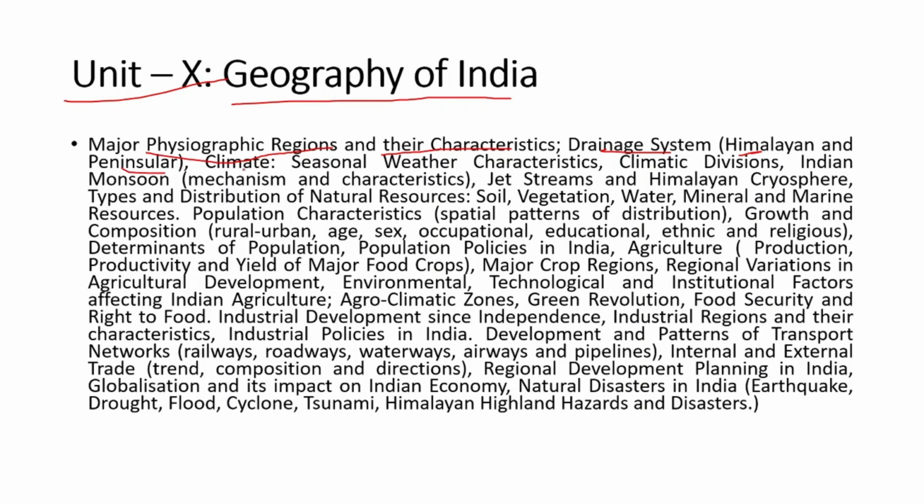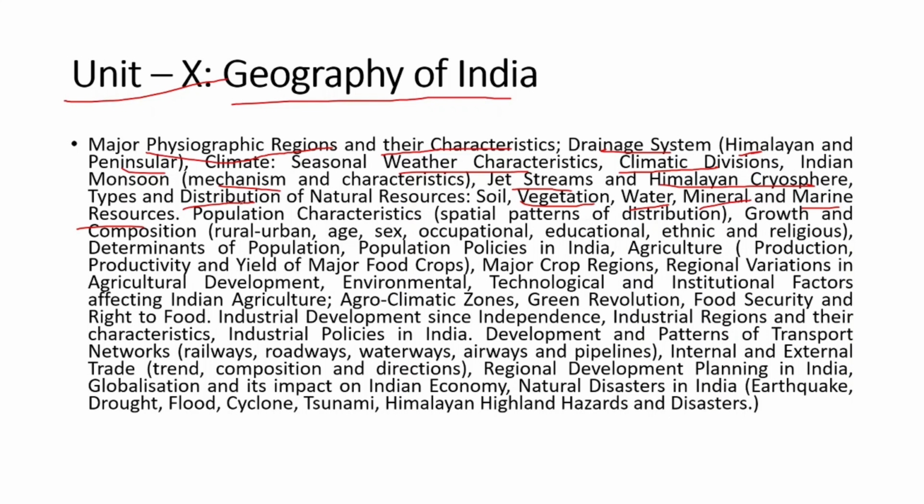The unit covers India's climate, their weather characteristics, including seasonal weather patterns, climatic divisions, and the Indian monsoon mechanism and characteristics. It also explores the role of jet stream and the Himalayan cryosphere in influencing weather. Natural resources are a key focus, including soils, vegetation, water, mineral, marine resources, along with their distribution across the country.